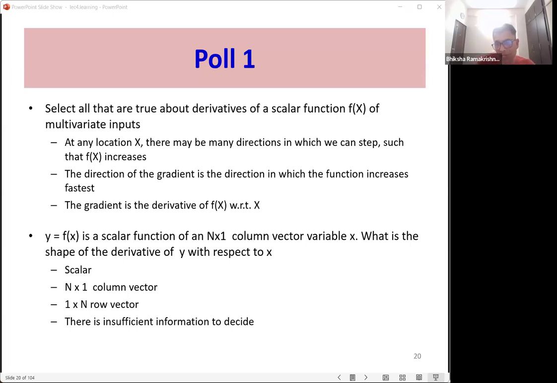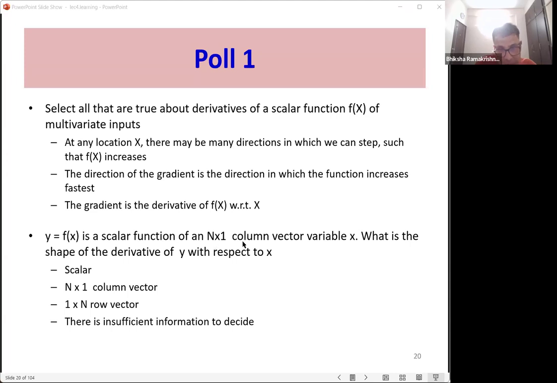Anyone? Which are the true statements in the first question? You guys want to reply? 1 and 2. At any x, there may be many directions in which we can step, such that f increases. The direction of the gradient is the direction of the steepest increase, right? And is the gradient the derivative with respect to x? Why is the third statement not true? It's the transpose of the derivative, correct?